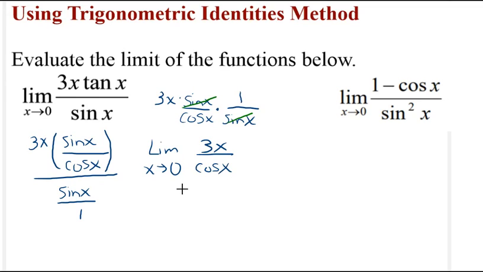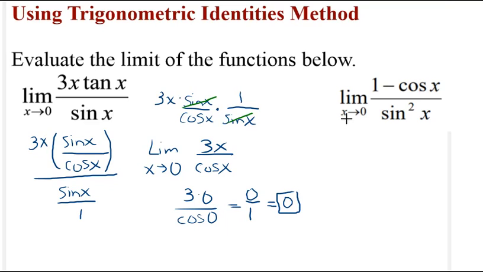So now if I do direct substitution, then I have 3 times 0 over cosine of 0. Remember, cosine on the unit circle is 1. 3 times 0 is 0. And 0 divided by 1 is 0. So that means the limit for this function is 0.